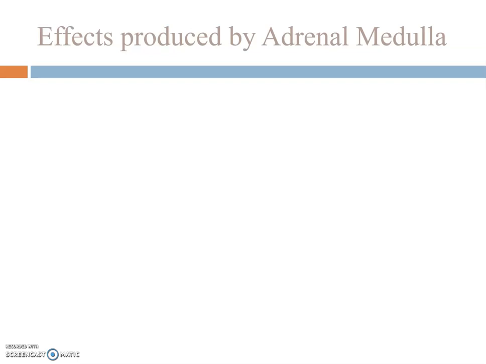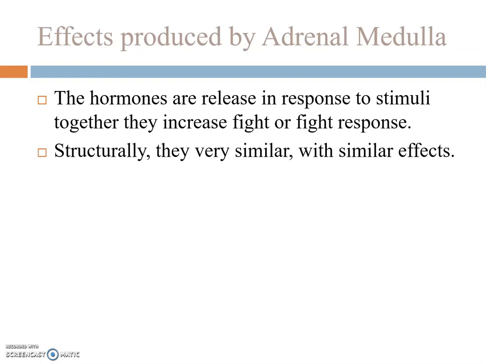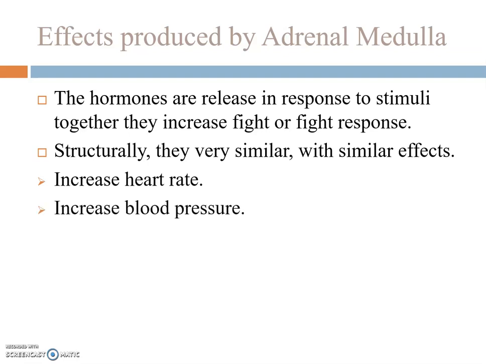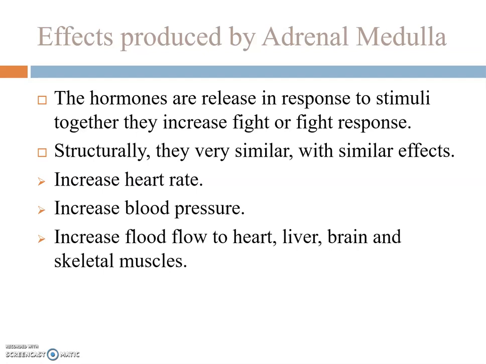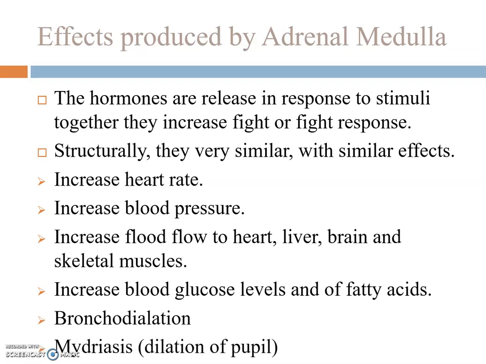Various effects produced by the adrenal medulla. The hormones are released in response to stimuli. Together they increase the fight or flight response that we have studied in an earlier slide. Structurally, they are very similar with similar effects. They increase the heart rate, increase blood pressure, and increase the flow of blood in the heart, liver, brain and skeletal muscles. They also increase the blood glucose level and the levels of fatty acids. They also bring about bronchodilation as well as dilation of the pupil, which is called mydriasis.